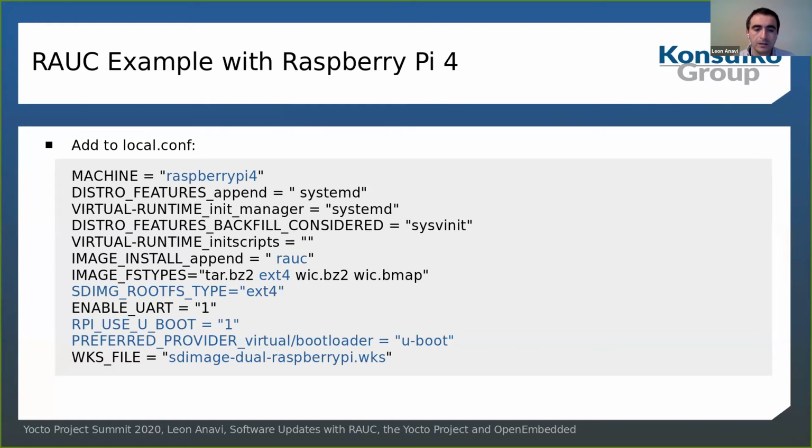And last but not least, here I'm setting the Kickstart file in the WKS_FILE variable. This is a Kickstart file that is coming from the meta-rauc-community. It has a very simple definition of two partitions, which we'll be using for the A/B updates.